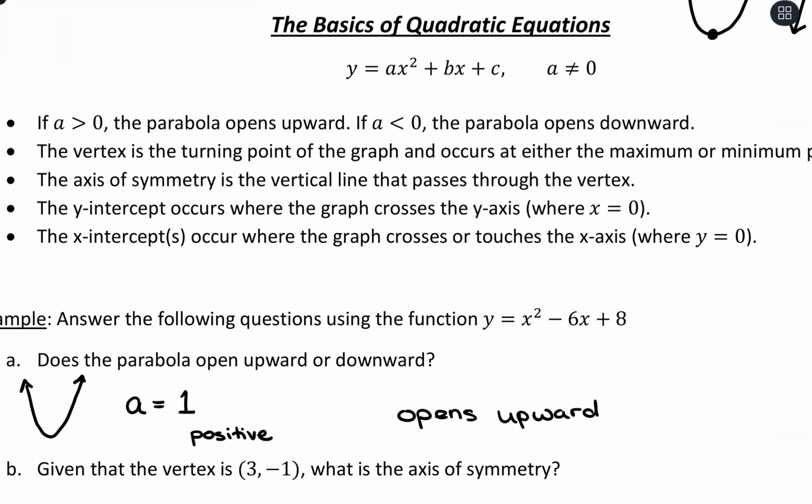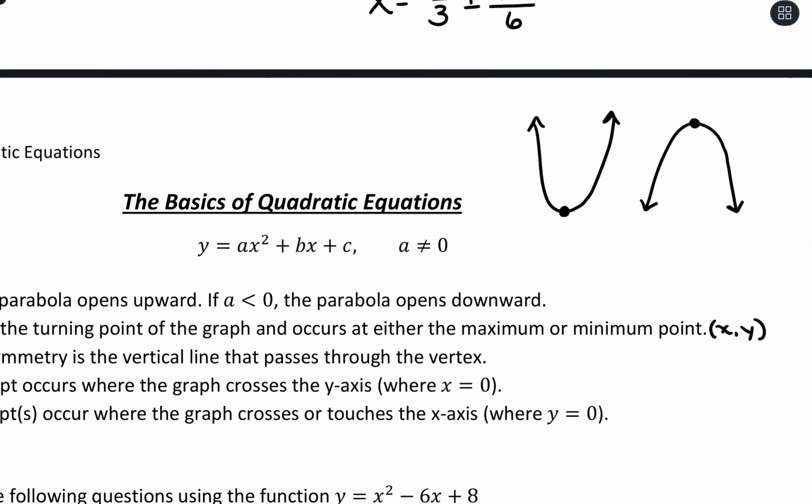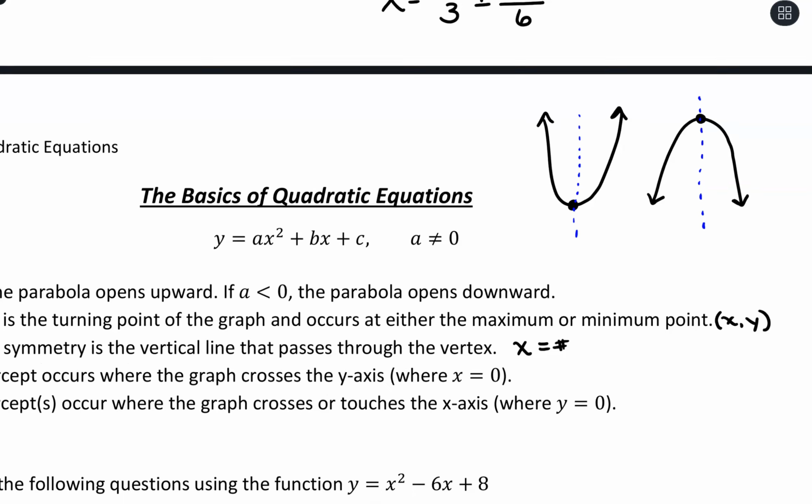The axis of symmetry is the vertical line that passes through the vertex. So with each of these, there's a line of symmetry that goes through our vertex so that if we folded our paper in half, that parabola would land on top of itself. And what we're going to use is a vertical line, so that's x equals a number, and that number comes from the x coordinate of our vertex.